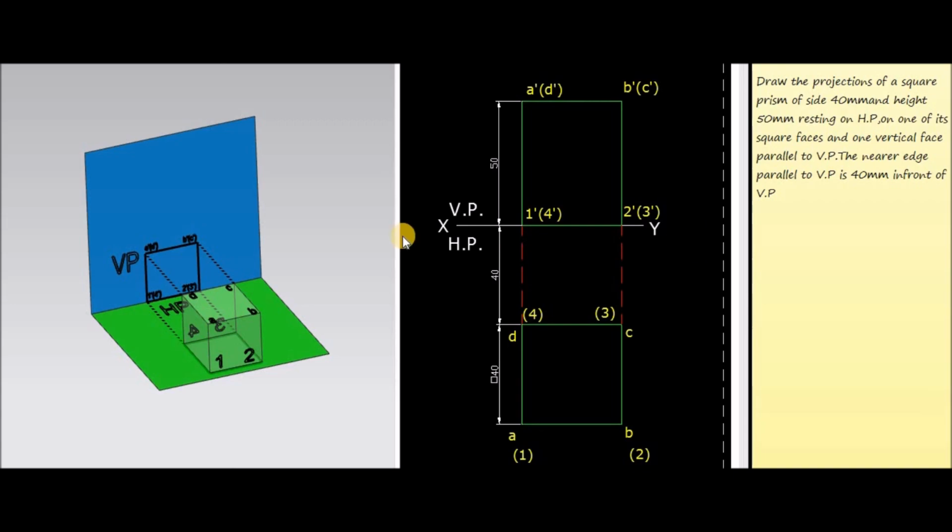I will explain one more method of drawing the final figure. So first of all, draw the XY line, mark the points VP and HP, then mark the distance 40 mm, mark the points A, B, C, D, and join all these corners. The distance corresponding to the corners is 40 mm. It is represented here. Now draw the projections, show the height 50 mm, mark the corners, and join all these corners. So this one will be the top view and this one will be the front view.